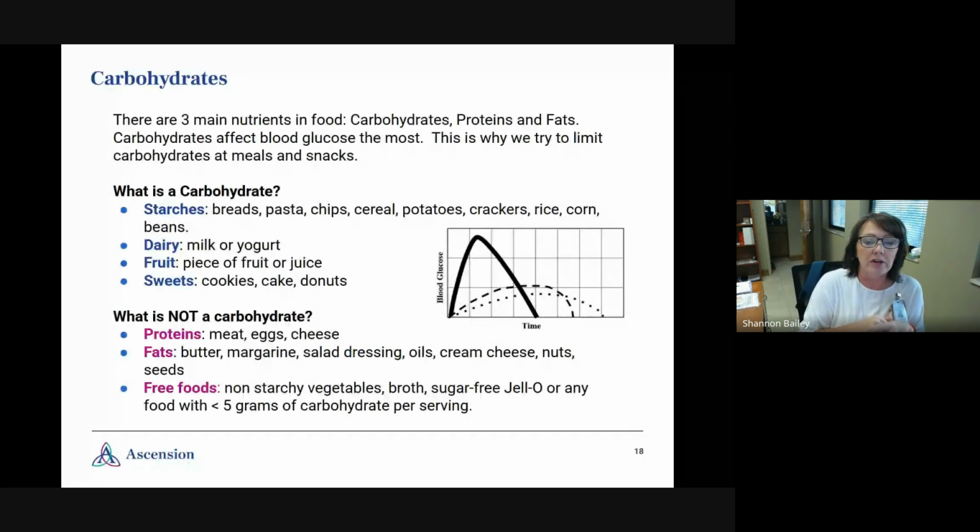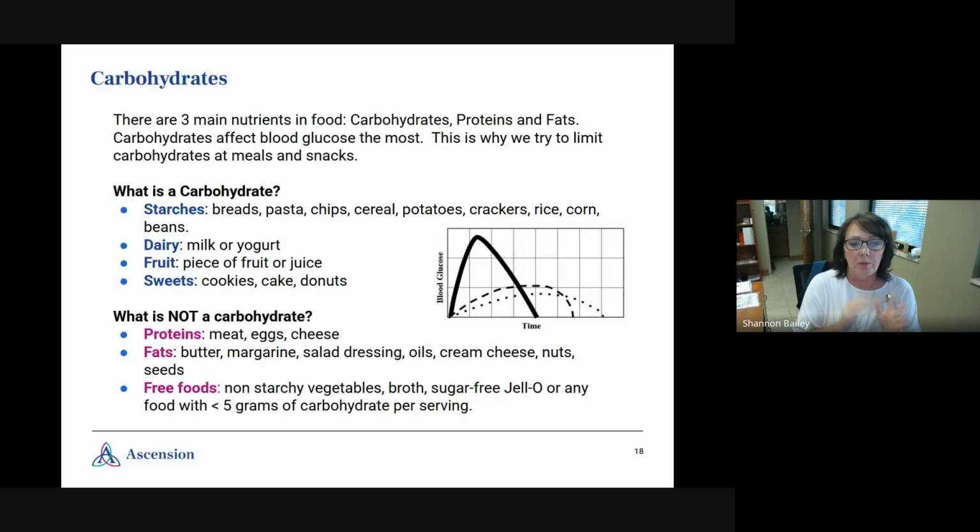So a carbohydrate is anything in the starch group, which would include breads, pasta, rice, crackers, chips, potatoes, corn, those starchy vegetables, beans, anything in the dairy or milk group, anything in the fruit group, so juice or fruit, and then of course anything with sugar on it. Those are all your carbohydrate foods.